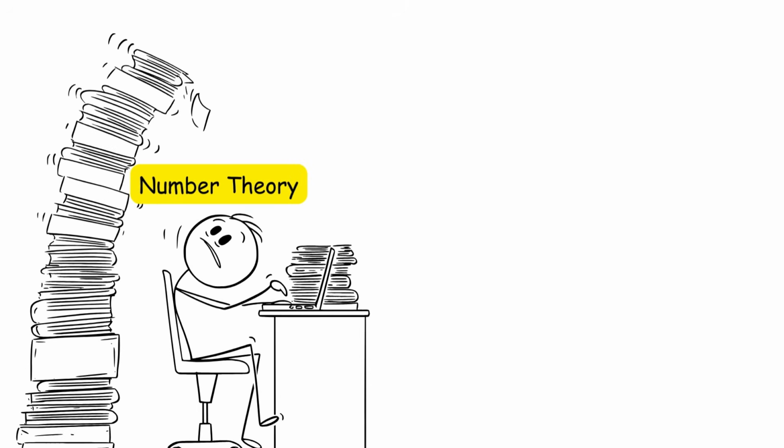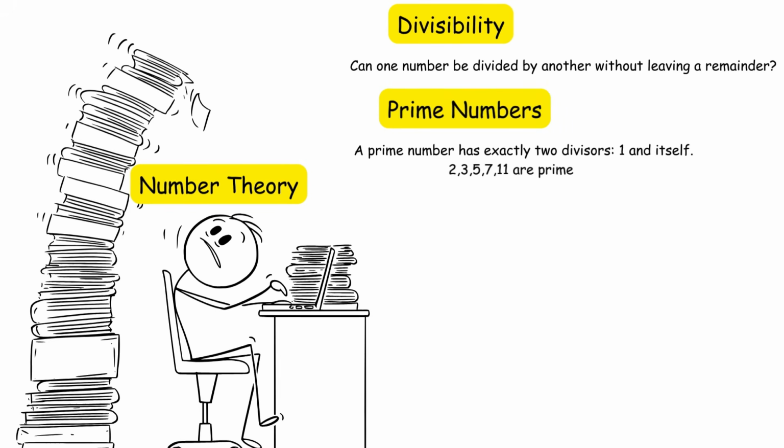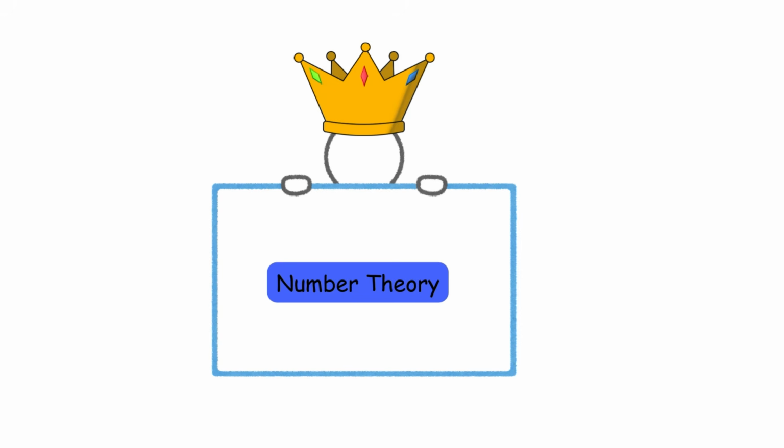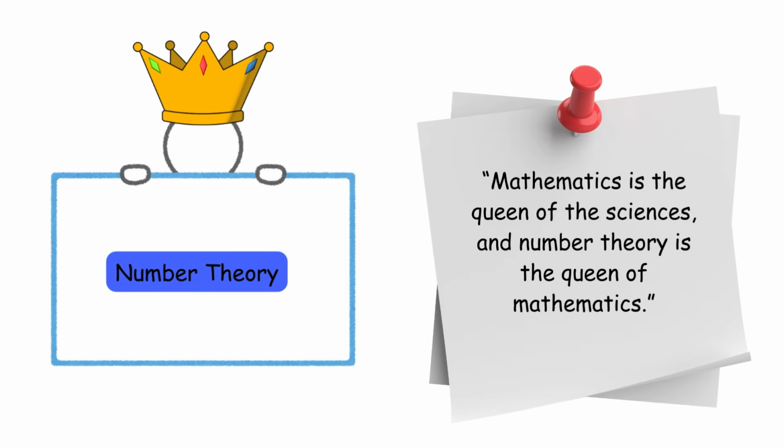Number theory is the study of integers and their properties, relationships, and patterns. It explores fundamental questions about divisibility, prime numbers, congruences, and Diophantine equations. Often called the queen of mathematics, it forms the purest branch of mathematical inquiry.